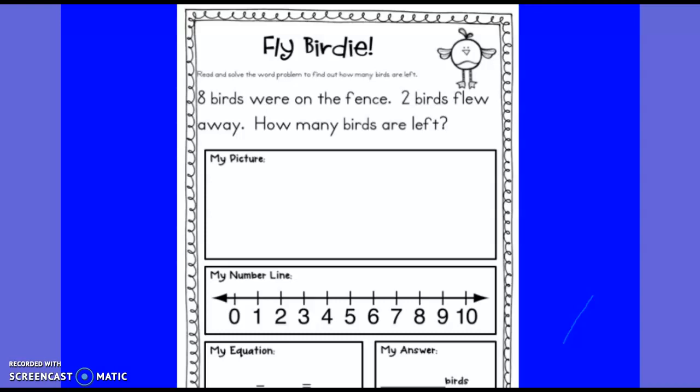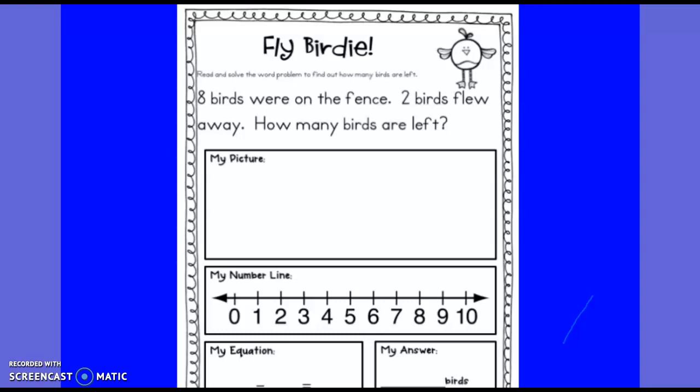So we're going to be looking for keywords that lets us know if we are taking away or if we are adding on. If you haven't seen my example of the addition problem, go ahead back to that and review addition if you need to.